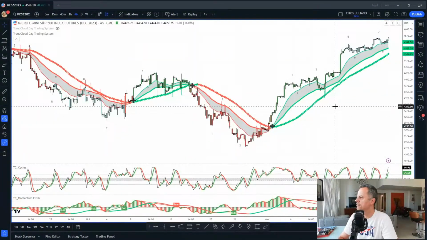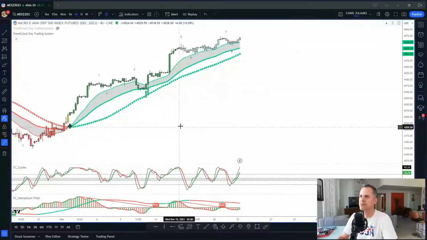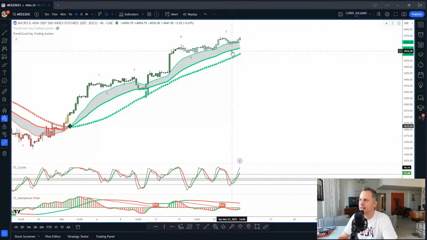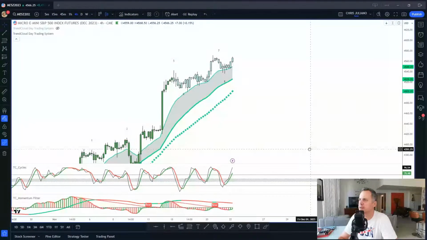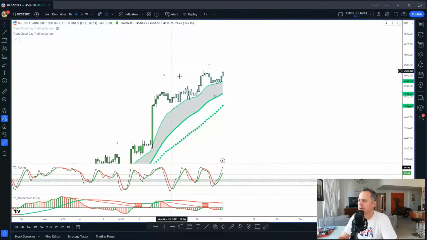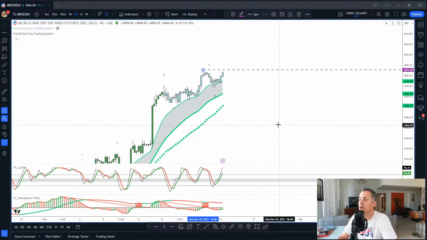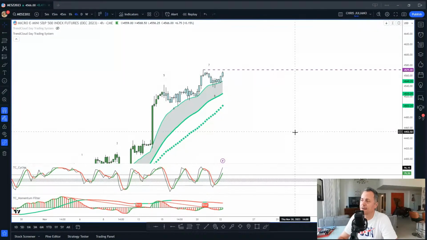Hey, good morning, Kazi. Let's go over here to the micro S&P, and on this chart you'll have your TrendCloud, your cycle indicator, and your momentum filter. Basically, oh wow, it's gone up to 8 waves already. Let's take a good look at the top here. There is the very top. Let's just draw a thin line right across the very top. We're almost retesting that area, so right now we're in a double top.